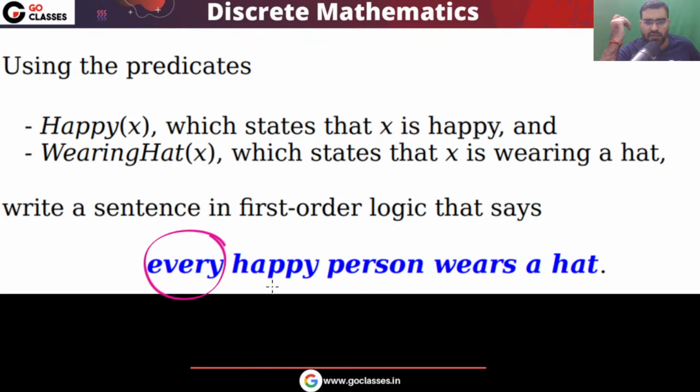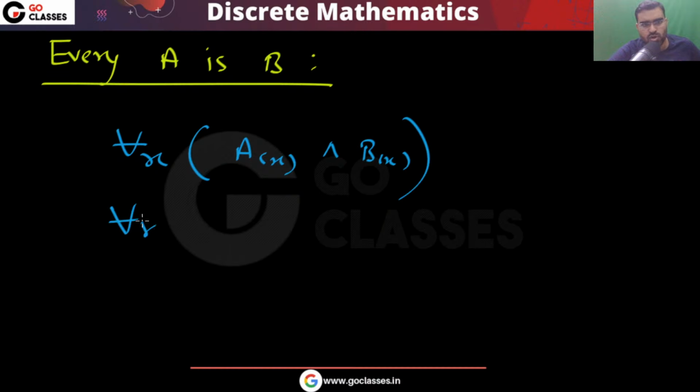What about this one? Every happy person wears a hat. If I give you the statement that every A is B, how to write it? Should I say that everyone is A and B? Or should I say: for everyone, if it is A, it is B? So tell me what is correct. Which of them is correct? Please tell me.